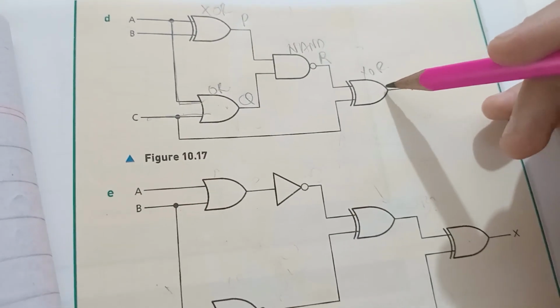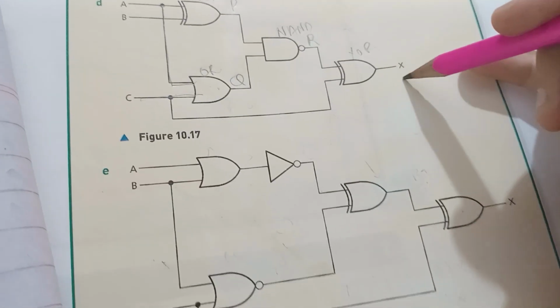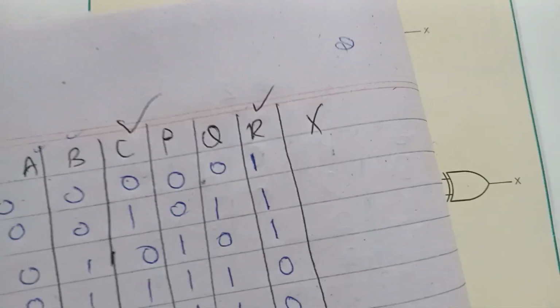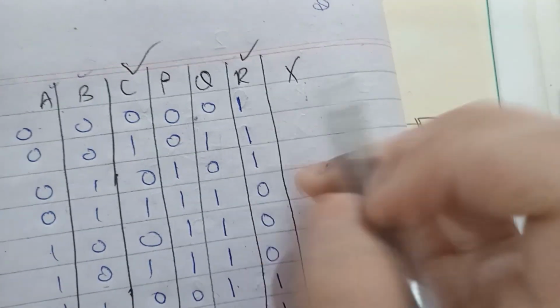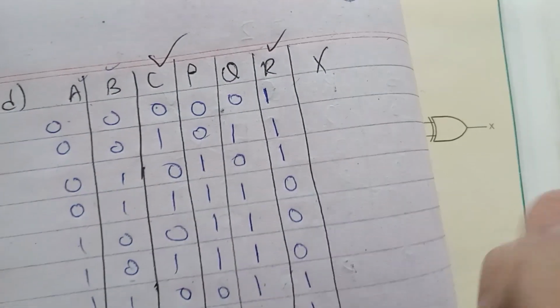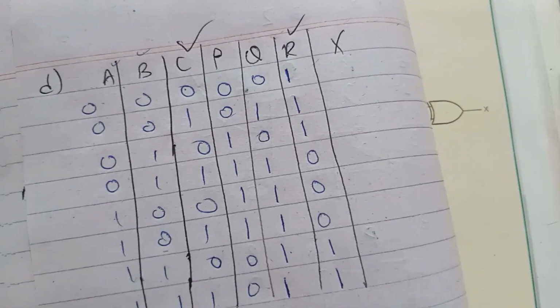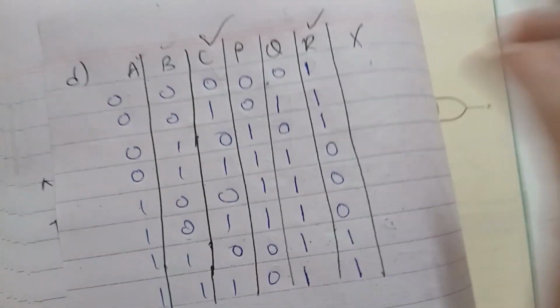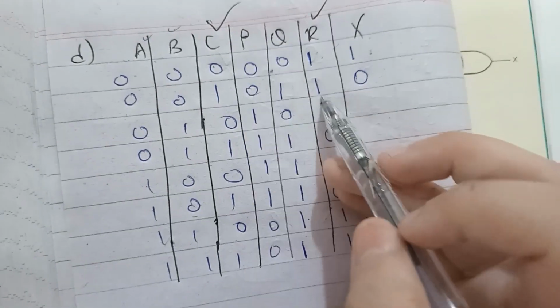Now this is R and C. These are the inputs to the XOR gate, and the output is X. R and C, both are inputs to the XOR gate. For the XOR gate, what's the condition? If both of the inputs are 0, or if both of the inputs are 1, the output is 0. It means if both inputs are the same, the output is 0. Here we have 1. This is 0 because both of the inputs are the same.